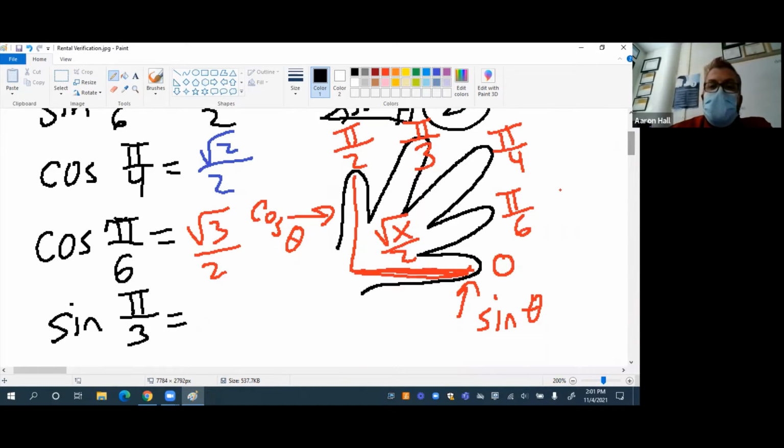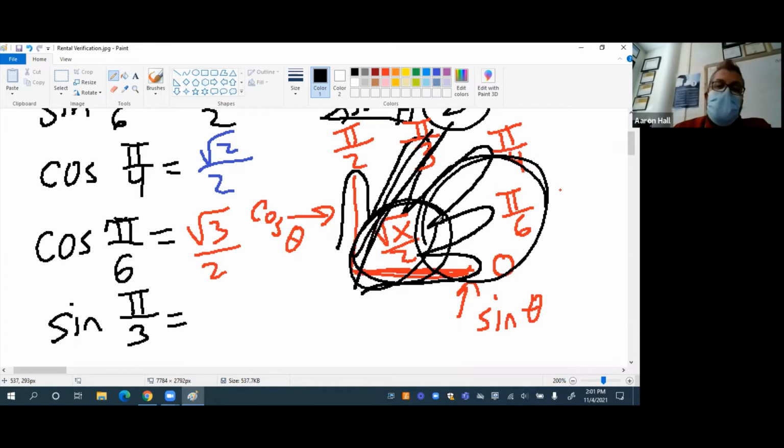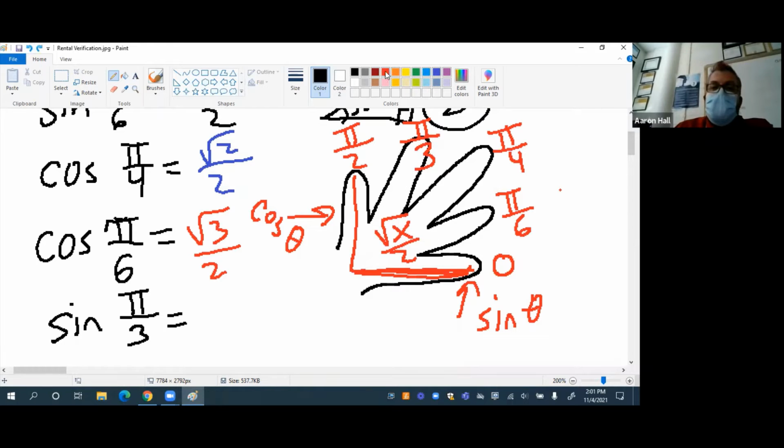I'm going to put this finger down right here from the sine direction. I have 3 fingers up. I'm going to plug that into my formula, the square root of 3 over 2. Nice. Square root of 3 over 2.